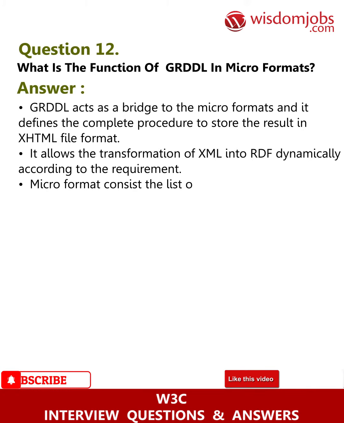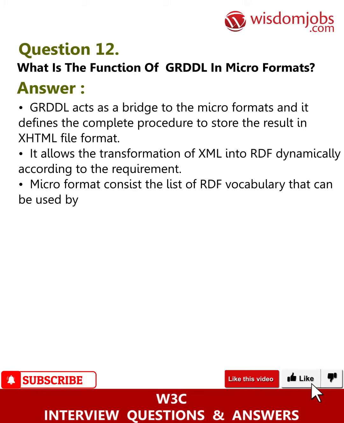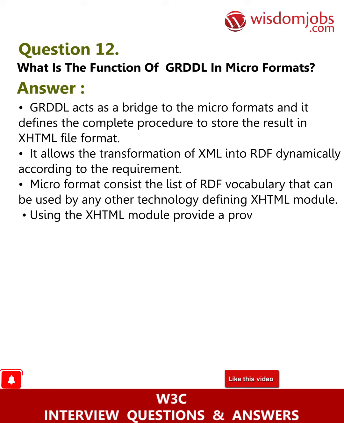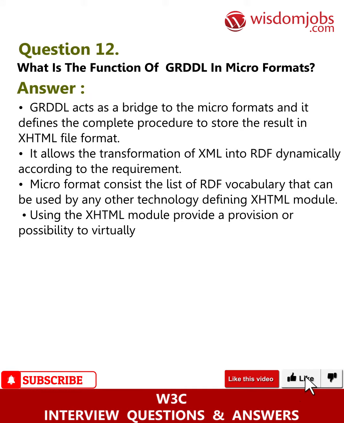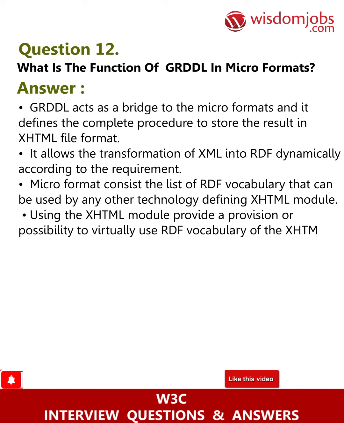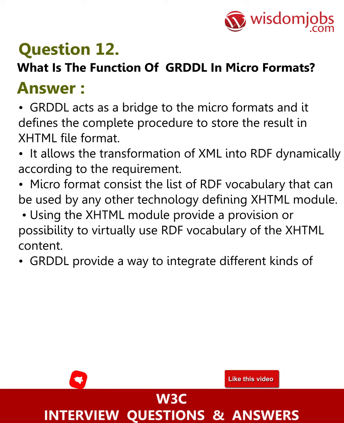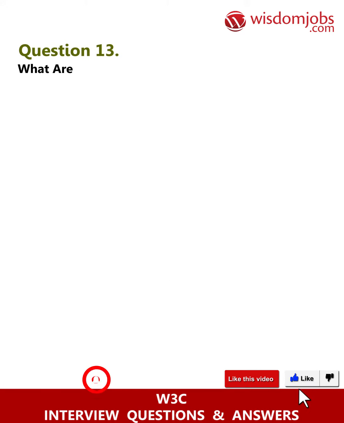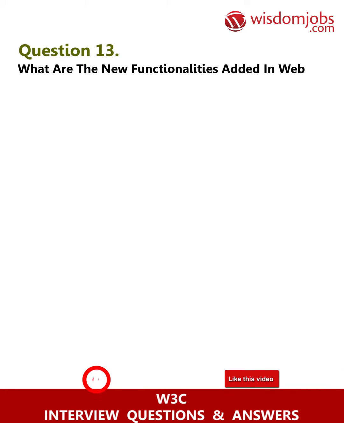Microformat consists of the list of RDF vocabulary that can be used by any other technology defining XHTML module. Using the XHTML module provides a possibility to virtually use RDF vocabulary of the XHTML content. GRDDL provides a way to integrate different kinds of vocabularies in the document so that it can be provided with the HTML.